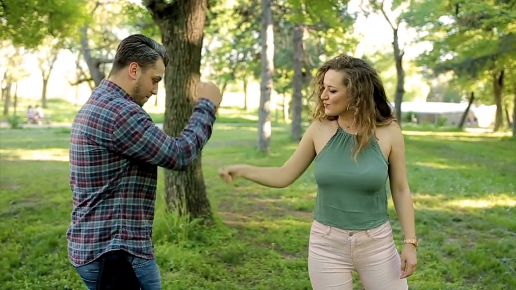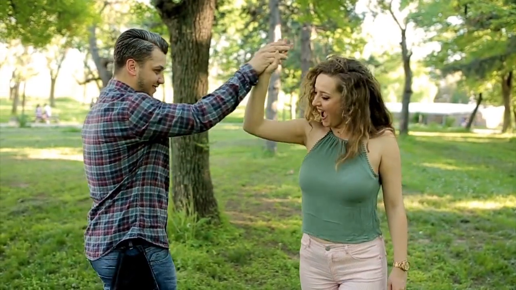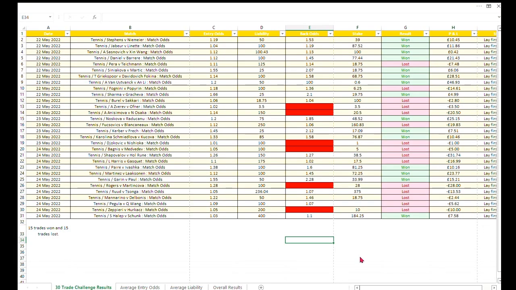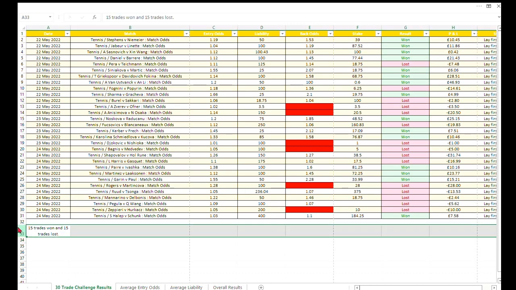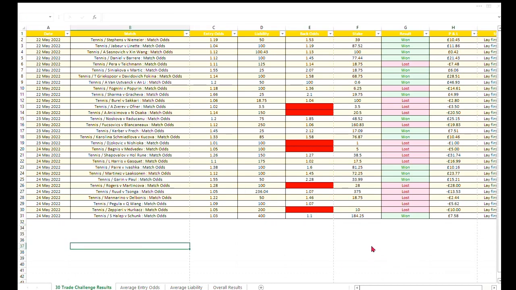Now without further ado, let's head on over to my computer screen and look at the results. So essentially what I've done is I've recorded my results in an Excel spreadsheet, which is what we're looking at here on the screen. All I've done here is enter in all of the 30 trades as I've done them. So literally you can see my first trade was Stevens, Neymar. Second trade was Jabeur, third Sasnovich, Wang, fourth Daniel, Barrère, so on and so forth.